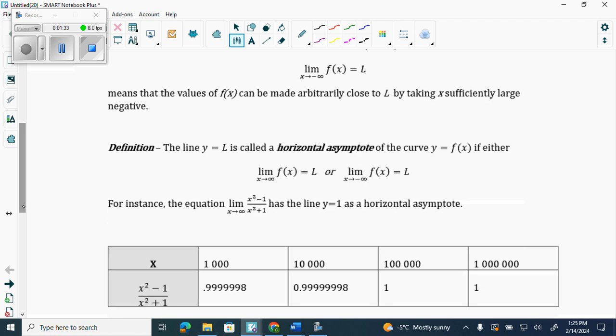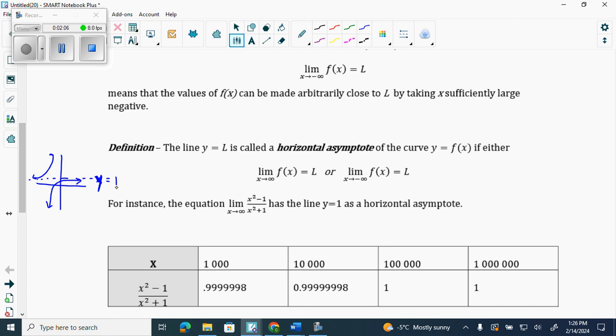So definition, the line y equals L is called a horizontal asymptote, which you learned about already, of the curve y equals f of x if either the limit as x approaches infinity of f of x equals L or negative infinity. Because remember, if this was your graph from before, where would my horizontal asymptote be? Let's pretend that's a grid line. That's a y. It would be at y equals what? Looks like maybe 1, right?